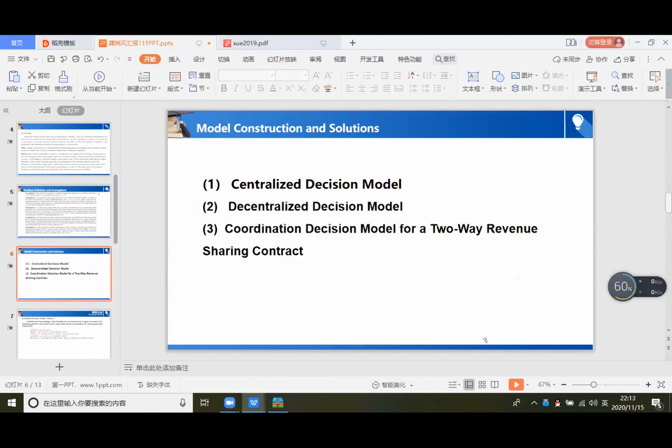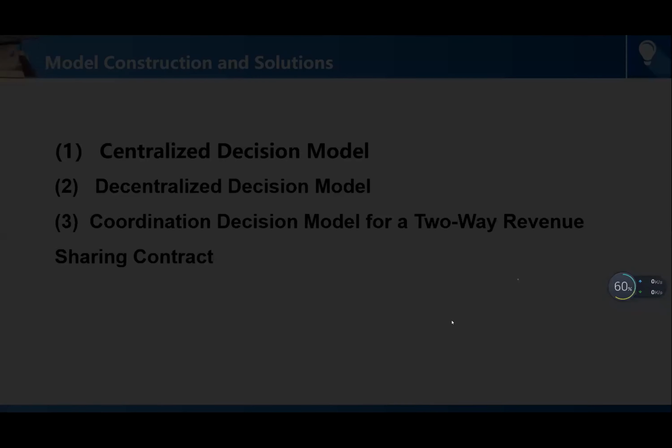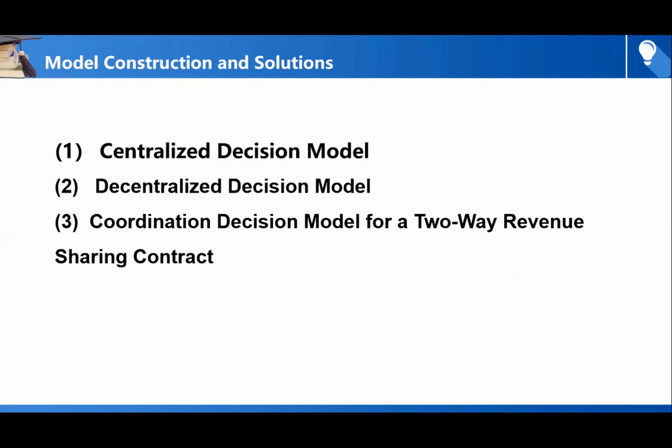So we construct 3 models separately: the centralized decision model, the decentralized decision model, and the coordination decision model for a two-way revenue sharing contract.